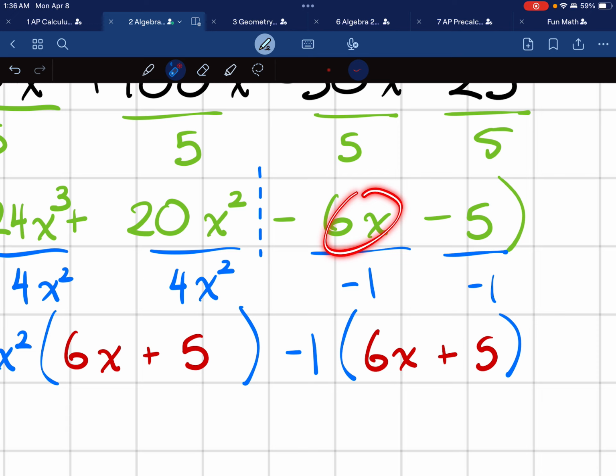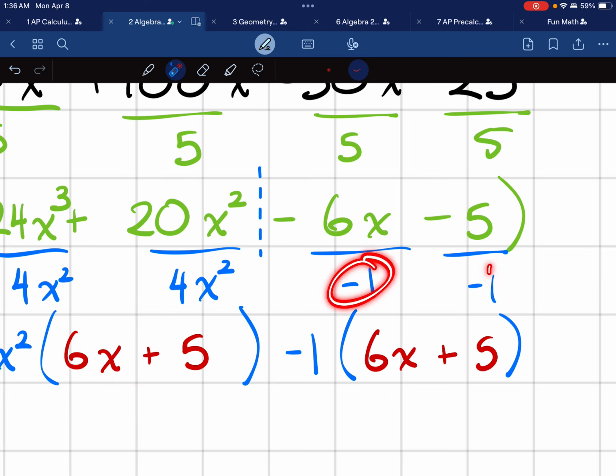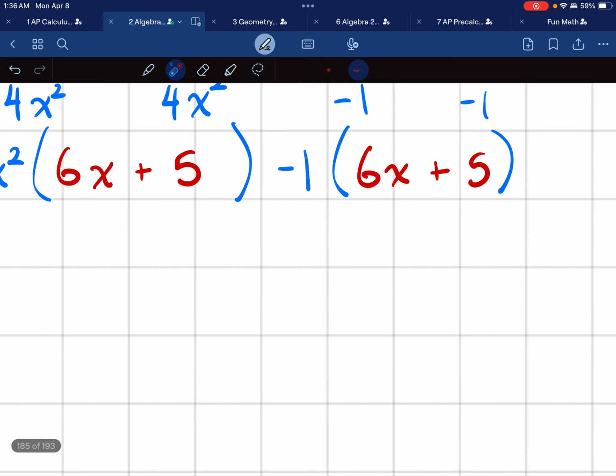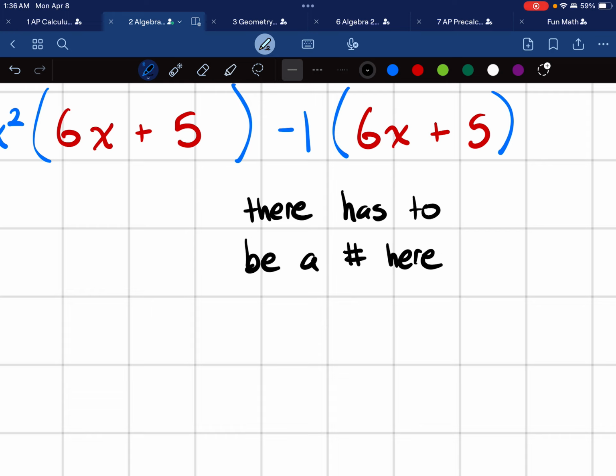What if this term and this term do match? What if this was a plus 6 and plus 5, and they matched up perfectly, a plus 6 plus 5? You still have to factor out a plus 1 here. There always has to be a number here, and that's so important that I want to write it down, and I'll waste a whole line to say that. There has to be a number here, even if the number is 1.